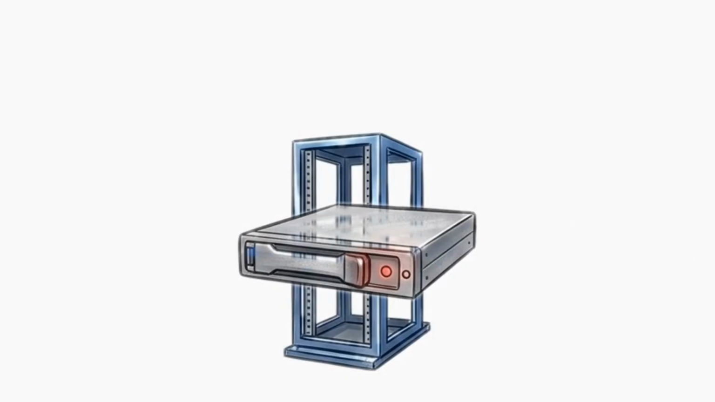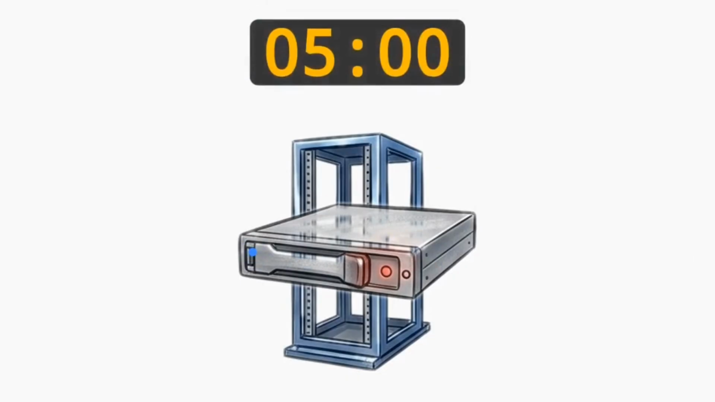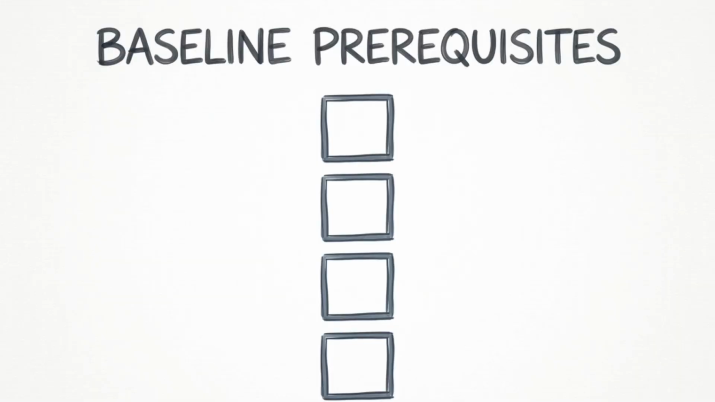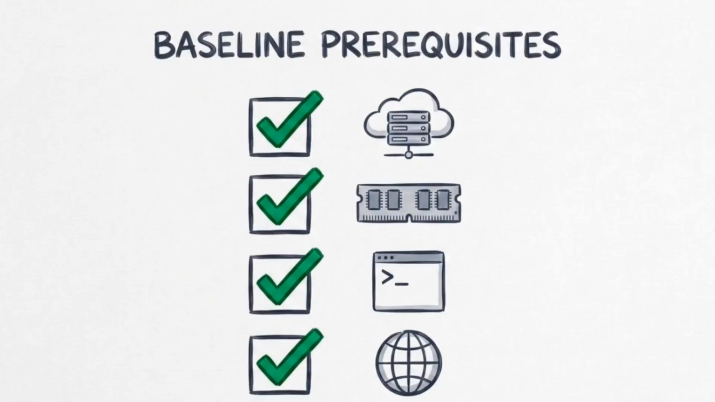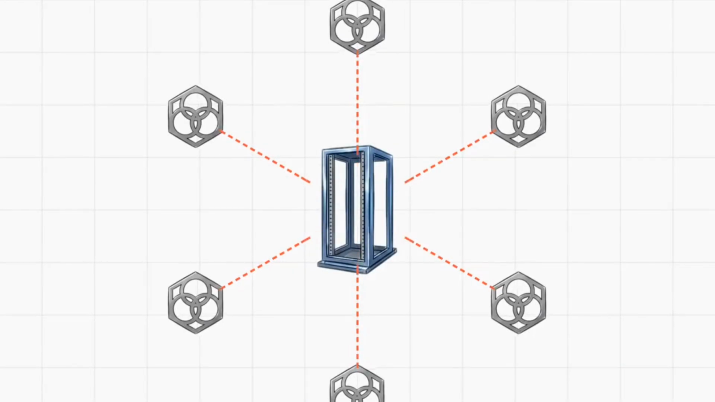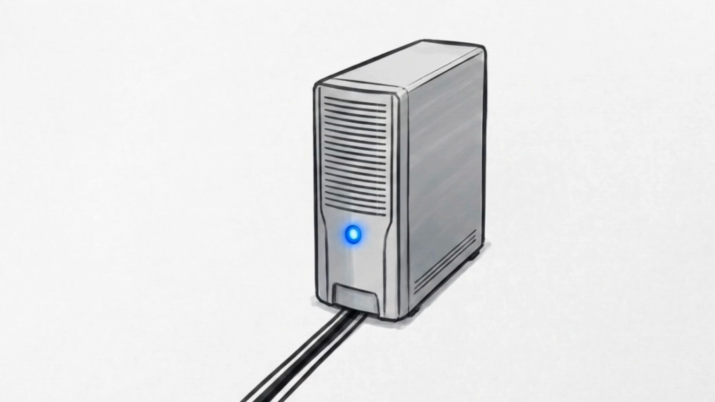We are going to deploy this system securely on your private server in exactly 5 minutes. To start, check your resources against this baseline. You need a virtual private server, at least 2 GB of RAM, SSH access, and a custom domain. Meeting these minimal prerequisites removes third-party dependencies, keeping your proprietary product roadmaps and operational data strictly within your control.